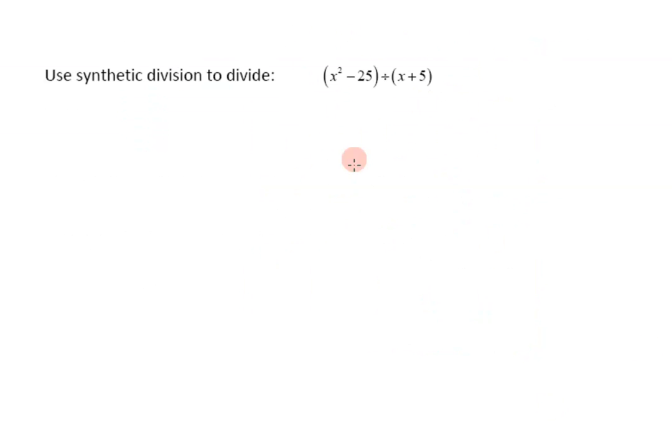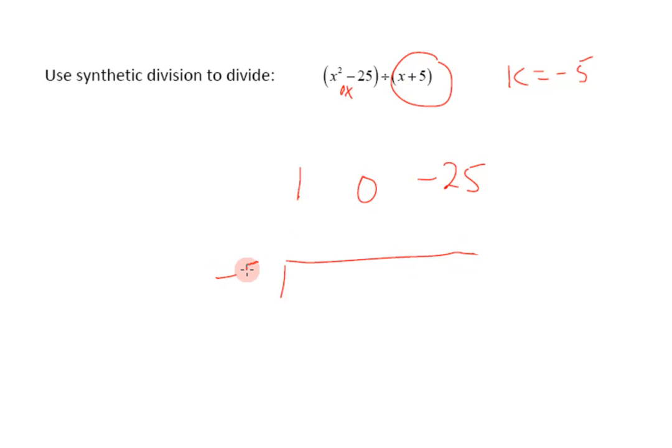The second one I did the same way. I'm missing the x term, right? Well, when I go to write it in, I'm missing it. So it's a 0x. So coefficient here is 1, 0, -25, right? And then what makes this 0? -5 does. So my k is a -5. So when I'm down here, I'm putting -5 like this.